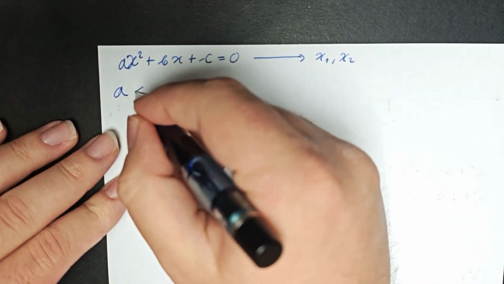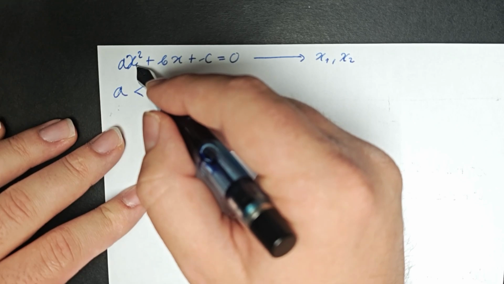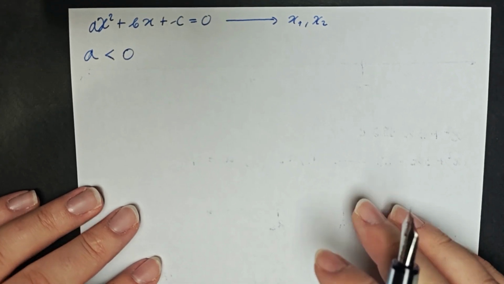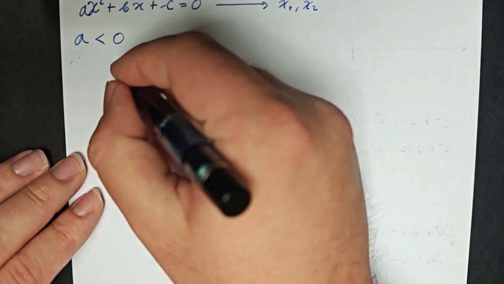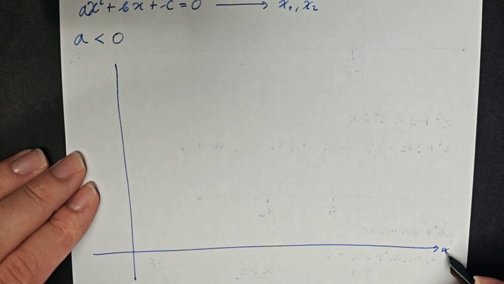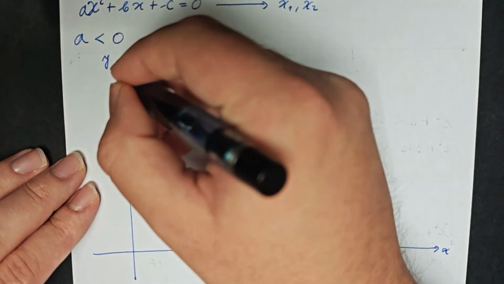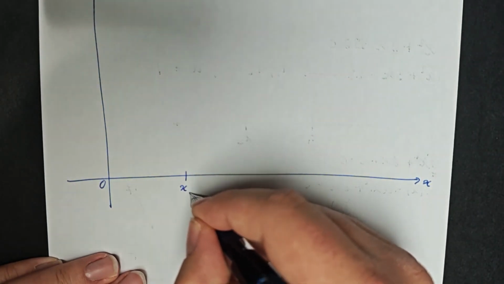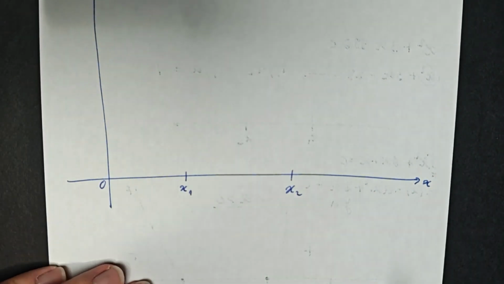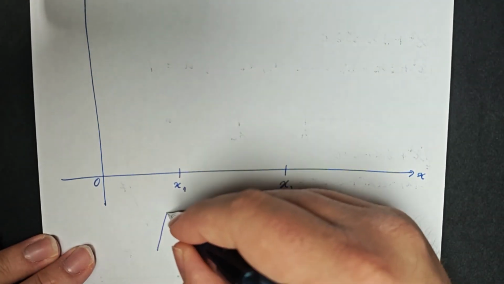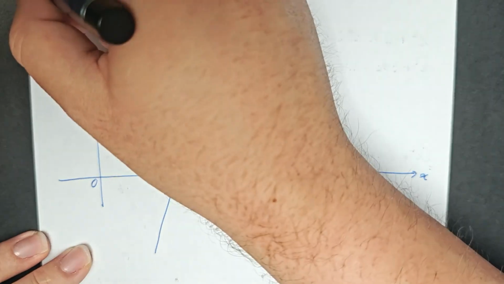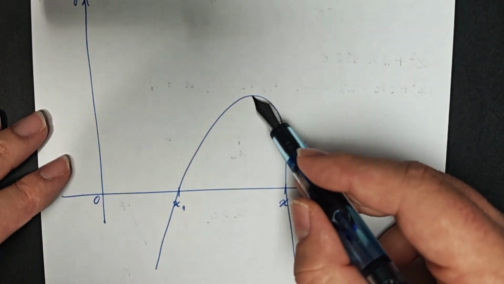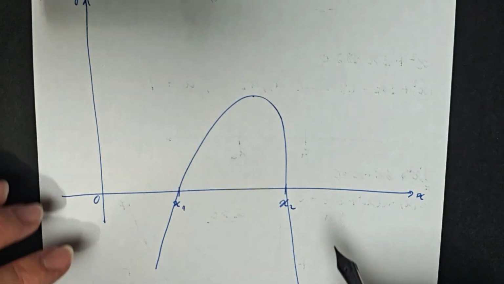If a, the coefficient which stands next to x squared, is strictly smaller than 0, then the following happens. Again, we have Descartes' coordinate system, axis x and axis y, the origin, and we have x1 and x2. Our parabola is going to look like this when a is strictly smaller than 0. It is going to achieve the maximum value on its domain.